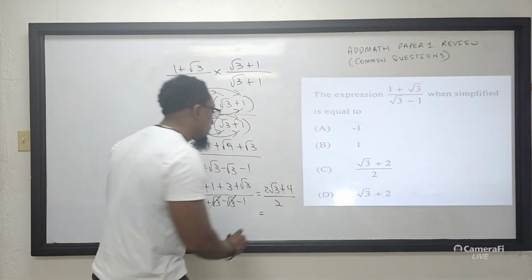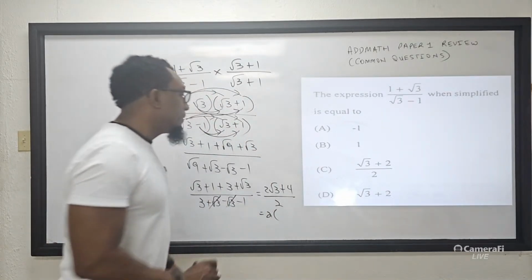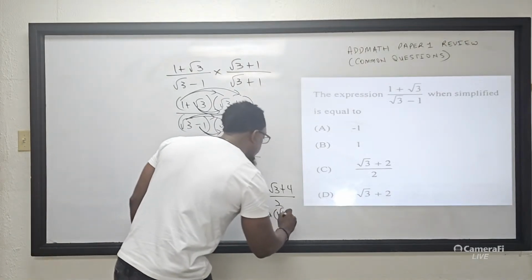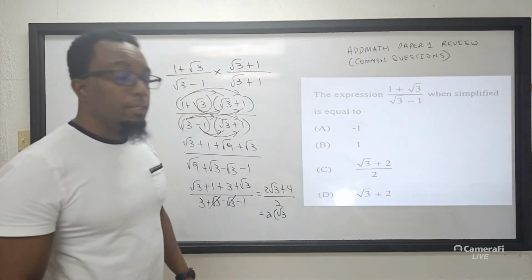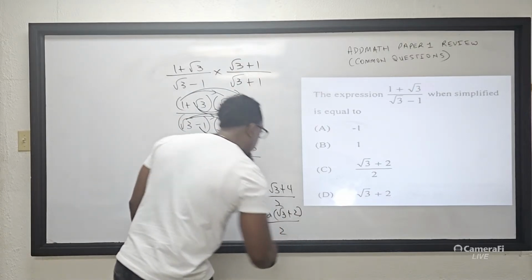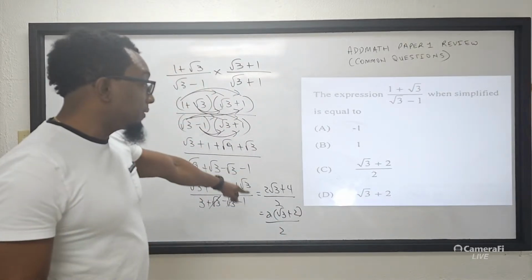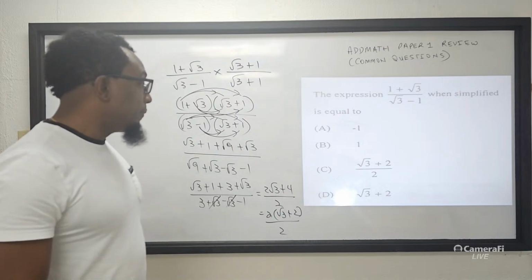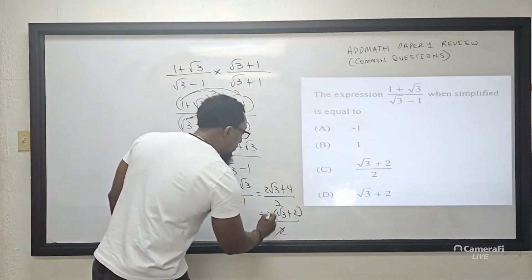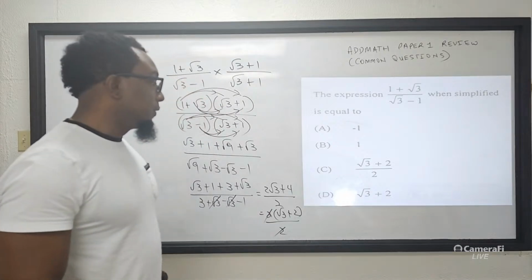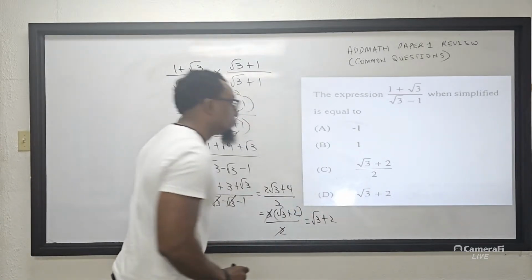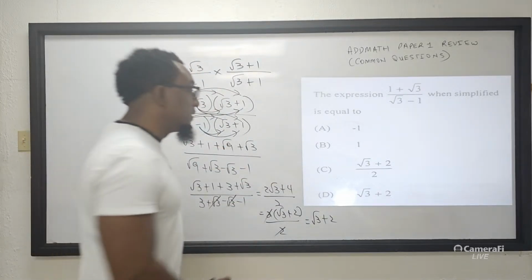I can take out 2 as a common factor. When I divide 2 into 2 the square root of 3, I'm going to get the square root of 3. When I divide 2 into plus 4, I get plus 2 over 2. So of course I factorize the numerator now. And what can happen here now? What I can comfortably do now is to divide 2 into 2 to give me 1, which will leave me with the square root of 3 plus 2, whose answer there is D.